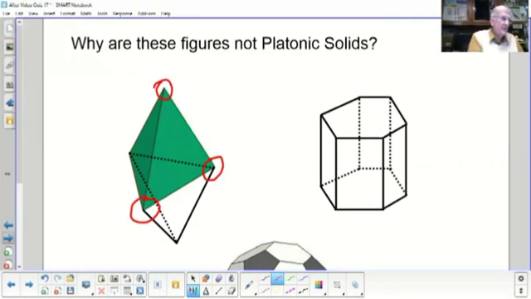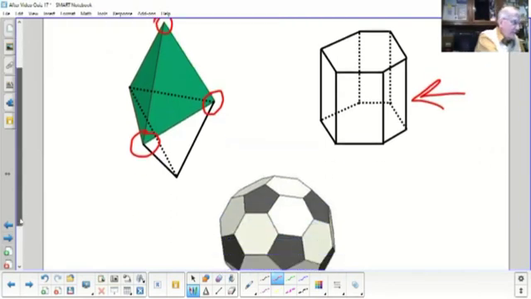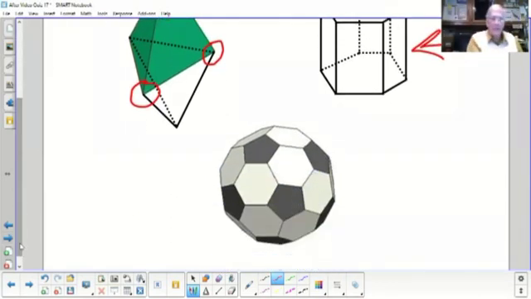Look at this figure over here I've drawn the arrow toward. That is a prism. It is not a Platonic solid. Notice all the faces are not identical, so that does not satisfy the properties of a Platonic solid. And remember, of course, the soccer ball. The soccer ball has 2 types of faces in it. One is a regular hexagon, and the other is a regular pentagon. And that can't be in a Platonic solid. They all have to be exactly the same faces.